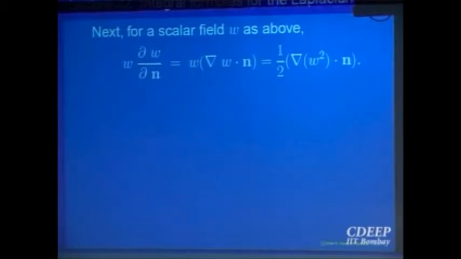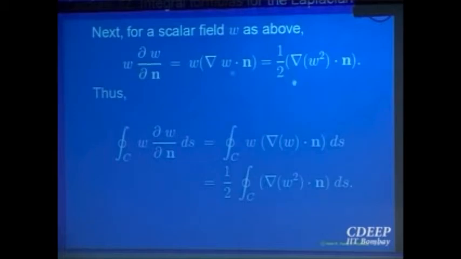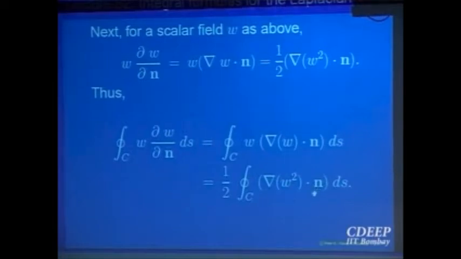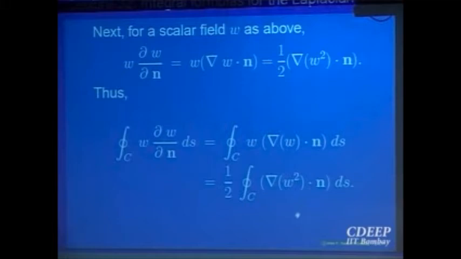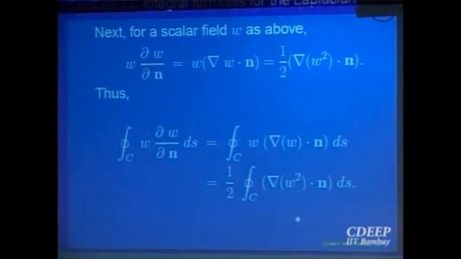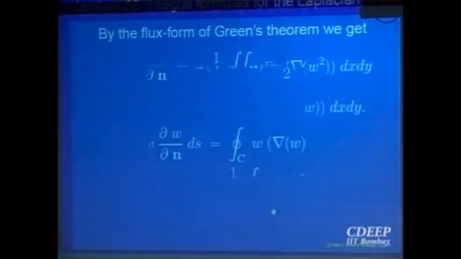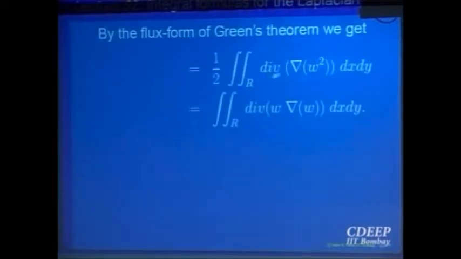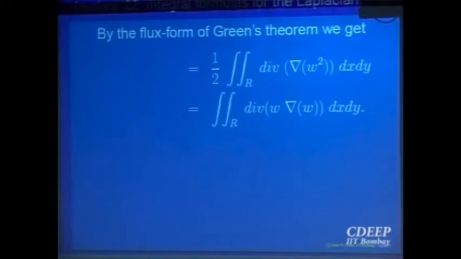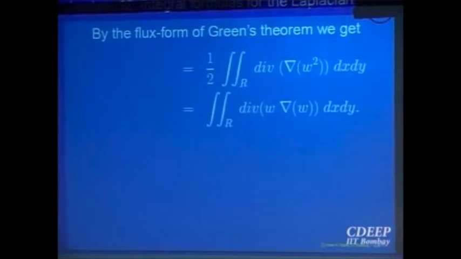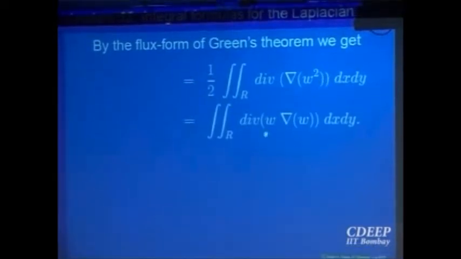Now let us apply Green's theorem to this. So what is this equal to? This will be equal to 1 half of G dot n, where this is a vector field. So the flux form of Green's theorem is applicable to this. So we apply the flux form of Green's theorem here. So what do we get? This will be represented as a double integral over R of the divergence of G. The integral of G dot n was equal to the double integral of the divergence. That is the flux form of Green's theorem. So that gives you the divergence of this.